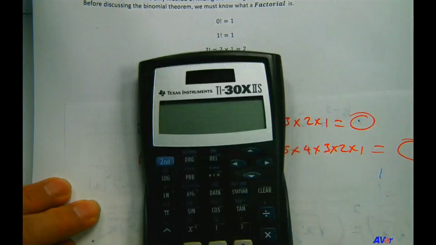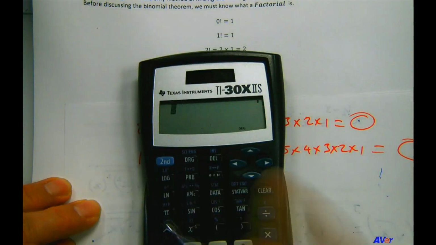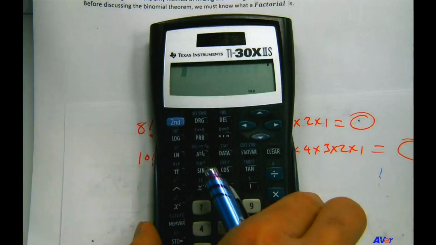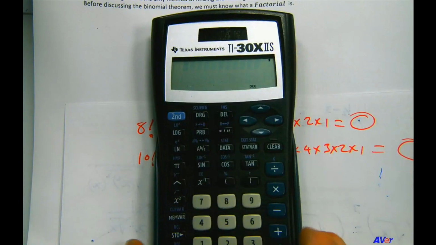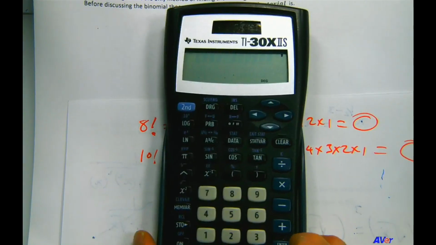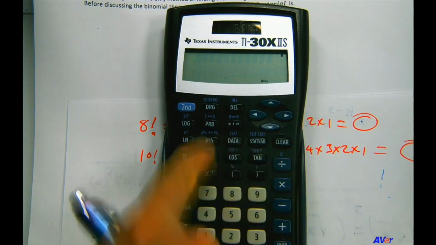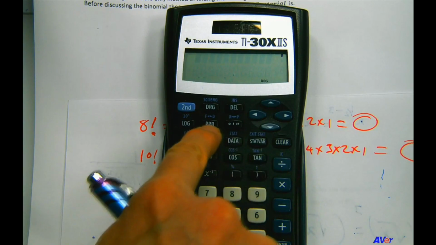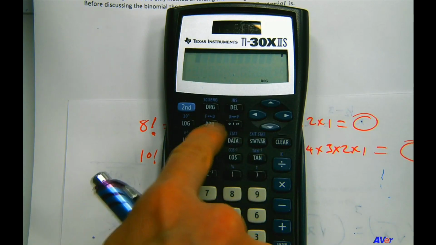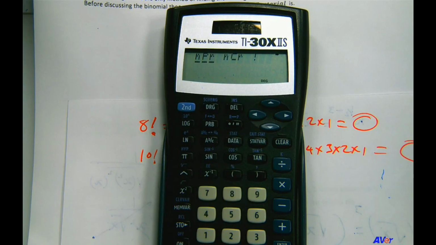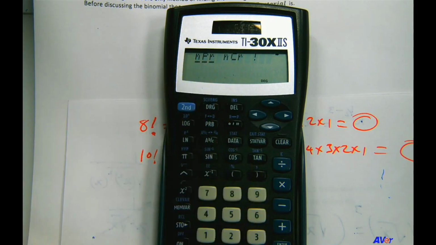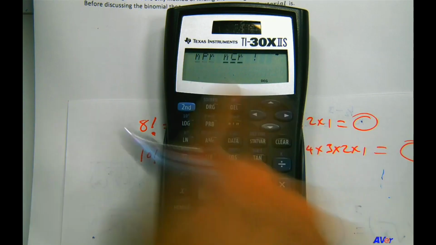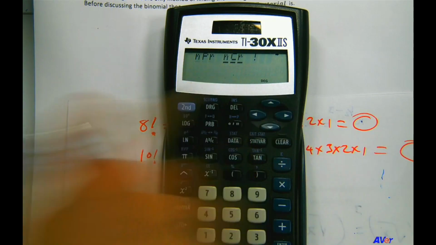Can we calculate it using a calculator? Absolutely. On the calculator that I'm using, the TI-30X2S, the PRB button stands for probability. See that? When I hit it, it tells me nPr. In this course, we don't deal with that. nCr, we will deal with that in this course.